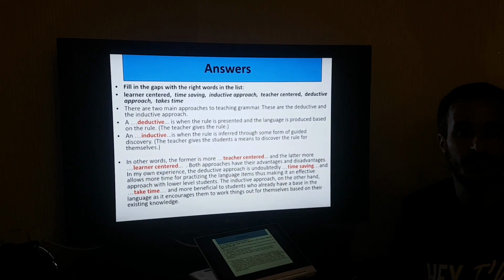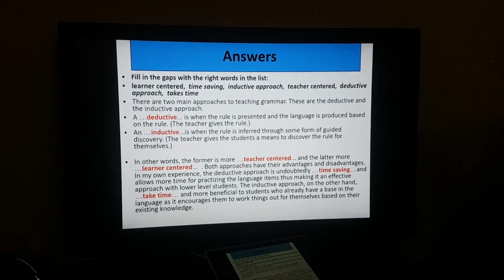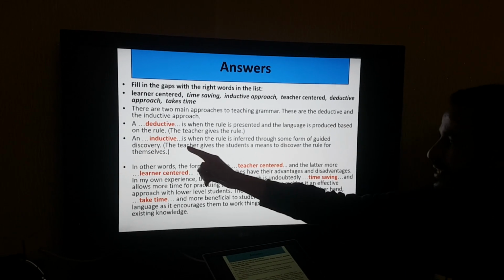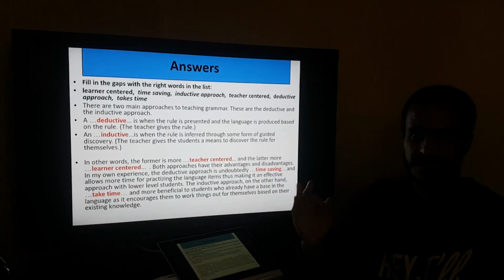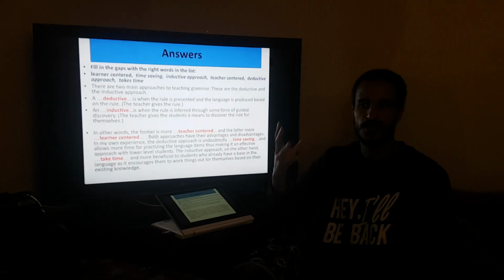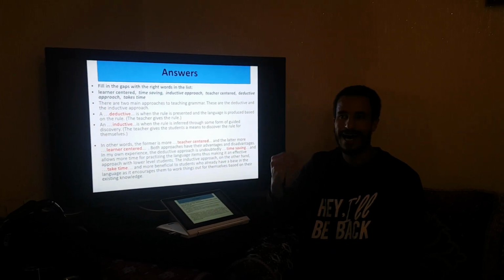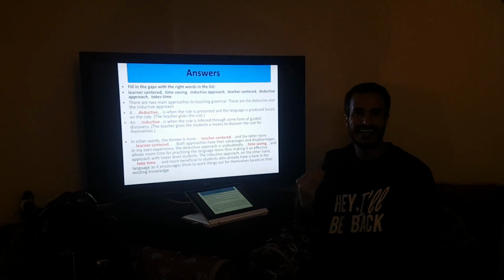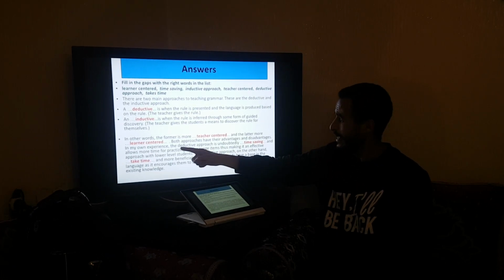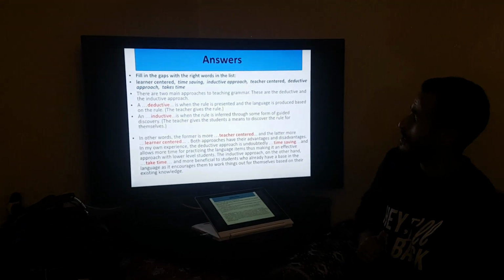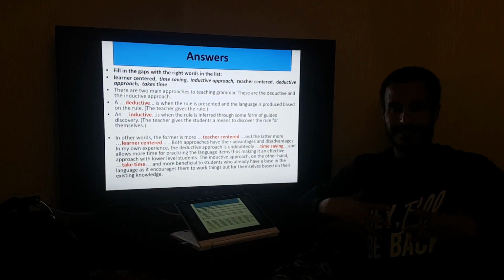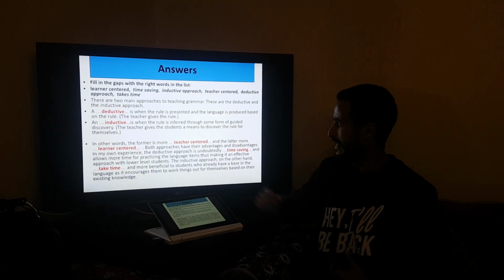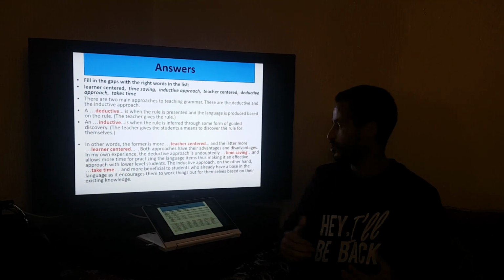The first presentation is deductive. Deductive is when you give the rule from the very beginning. Inductive is when you start with the context. You start with examples, you start with pictures, you start with the conversation, and you ask questions for students to observe the structure by themselves. It's guided discovery. Presentation number 1 is teacher-centered. It's like the grammar translation method. The teacher is giving the rule from the very beginning. The second one is learner-centered.